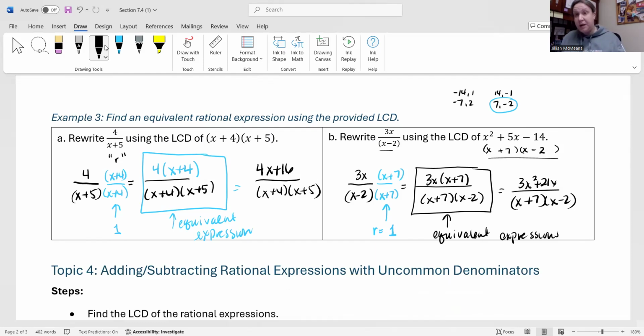So now we've seen the two main components of what we're going to need to do to prepare for adding and subtracting rational expressions. We have to find an LCD, and then we have to be able to find equivalent forms of that rational expression. Once we get those equivalent forms, we can then proceed with adding and subtracting.